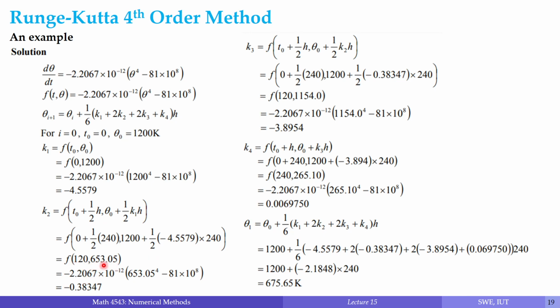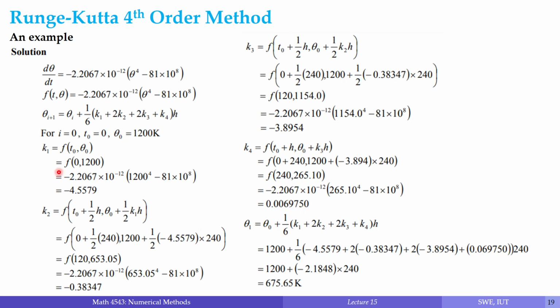You get the functional value at this coordinate. When you use your calculator, you should get something like minus 0.38347. Okay, k2 is done. Now let's proceed to k3. For k3 we'll use the same formula from Runge's approach. You'll get something like minus 3.8954. For k4 you'll use the value of k3, and the rest of the things are already known to us.